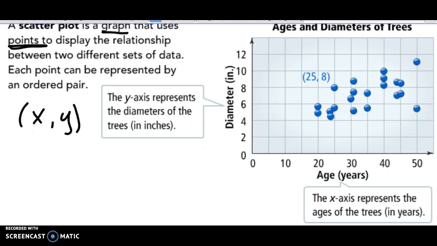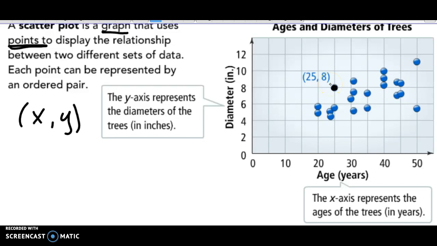So for this particular scatter plot, the y-axis represents the diameters of the trees in inches because we're looking at ages and diameters of trees to see as the trees age, how does their diameter increase. And the x-axis represents the age of the trees measured in years. So we could look at a point like this one here, and this is age 25, that's our x-coordinate, and the diameter of this tree is 8 inches. So in 25 years, this tree has grown to be 8 inches thick.